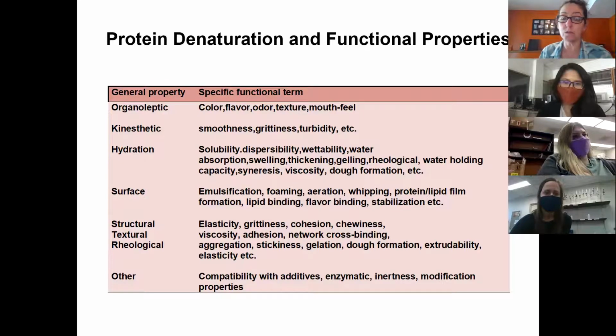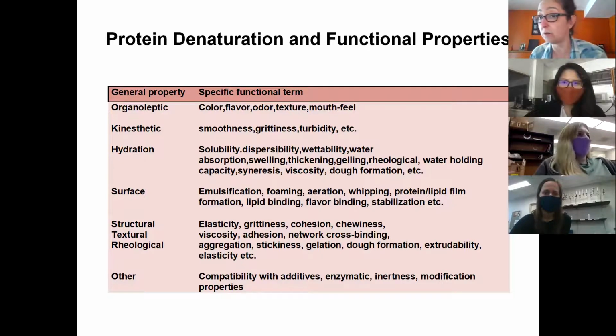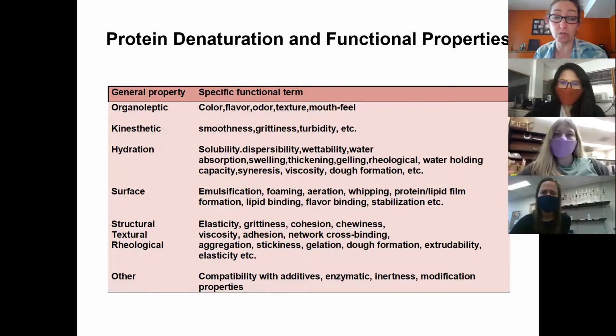Structural, textural. When we talk about viscoelasticity, for example, that is a textural rheological property. Aggregation, gelation, that is a texture that changed. The protein in solution became a gel. So that's a structural, textural, rheological property. This is an FYI table that introduces different functional terms and how they relate to the general property.